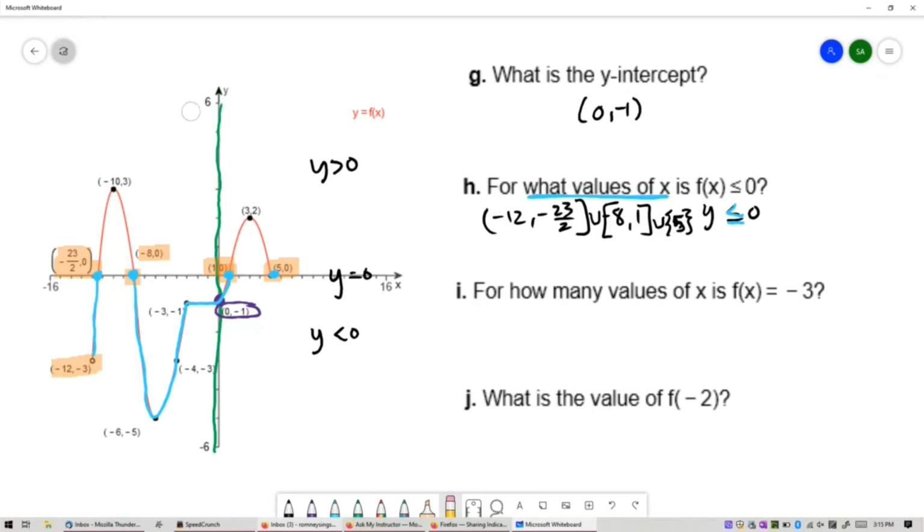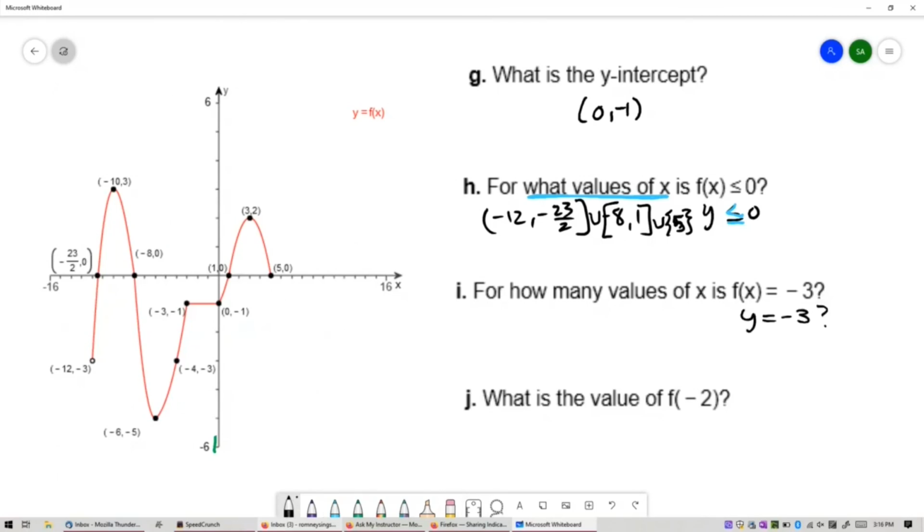I'm going to erase my markings here and address the next part. The next part says, for how many values of x is f of x equal to negative 3? So remember that f of x is y. So let's read that question again with y. For how many values of x is y equal to negative 3? So let's identify all of the ordered pairs with y equal to negative 3. I'm going to draw a horizontal line at y equal to negative 3.